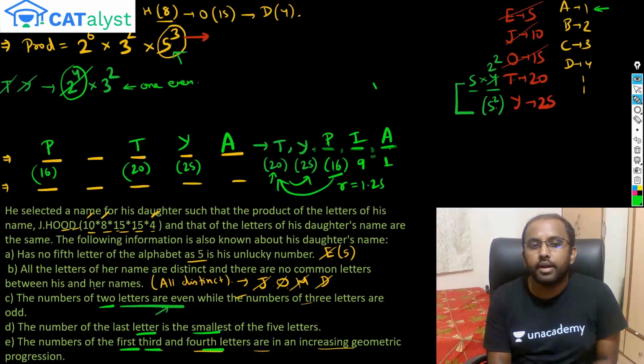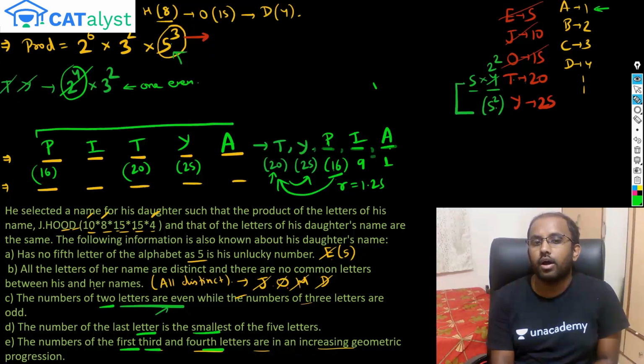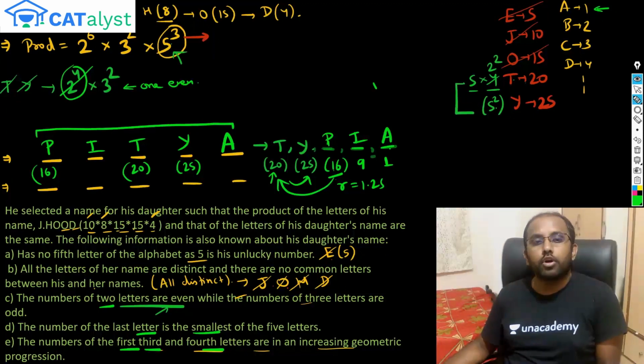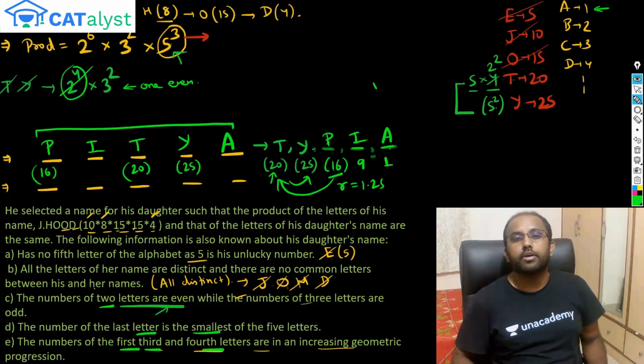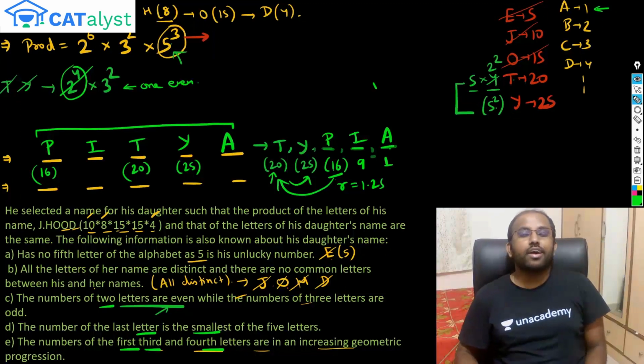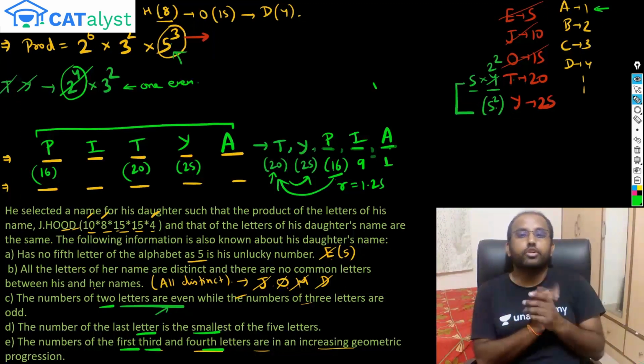That means ultimately I is left there. So what is the name? Her name is Pitya. So that's why we should not always focus on numerologists actually, because then they can destroy some names also. So correct, right? Her name is Pitya, and that's the funda to solve such questions, right?